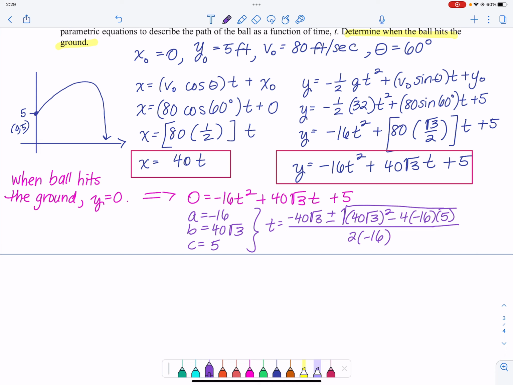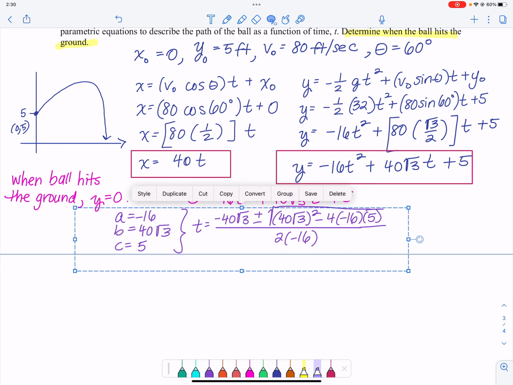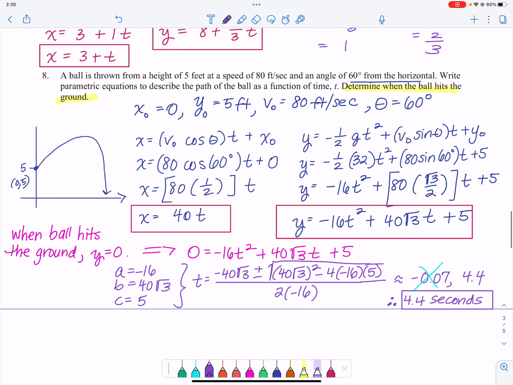And when I put that in my calculator, let me move that a little bit over to the left so I can continue. I got approximately, and I did the plus or minus, a negative 0.07 and a 4.4. Of course, we have to throw out the negative value, so we come up with, therefore, 4.4 seconds later. That's when the ball hits the ground, at 4.4 seconds. And that concludes this section.